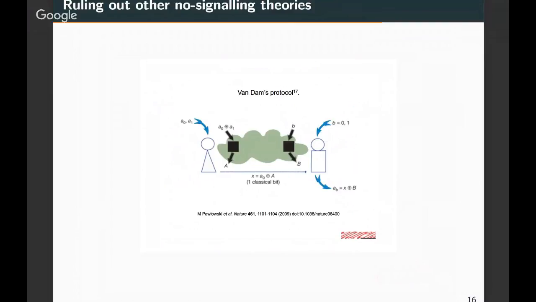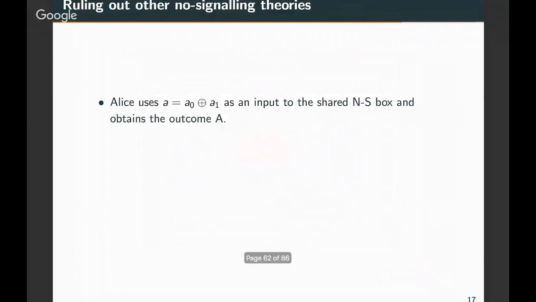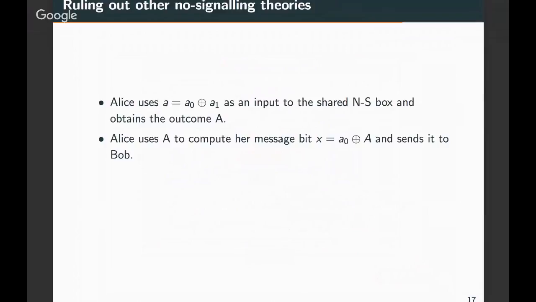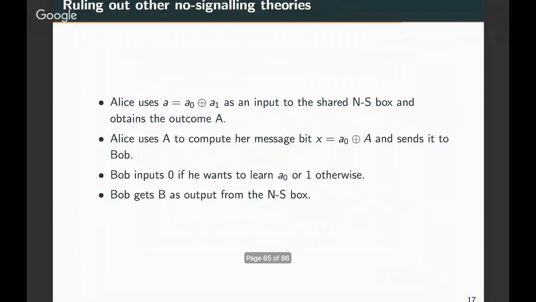Okay. So Alice uses A to compute her message, which is A0 plus A, and sends it to Bob. Bob inputs 0 if he wants to learn A0, or 1 otherwise. Bob gets B as output from the no signaling box.